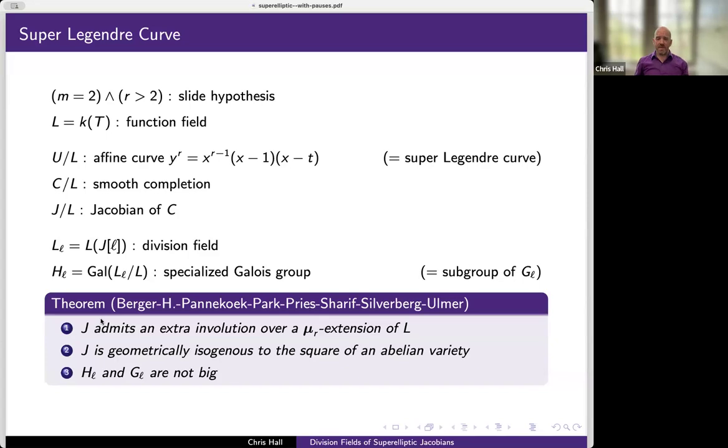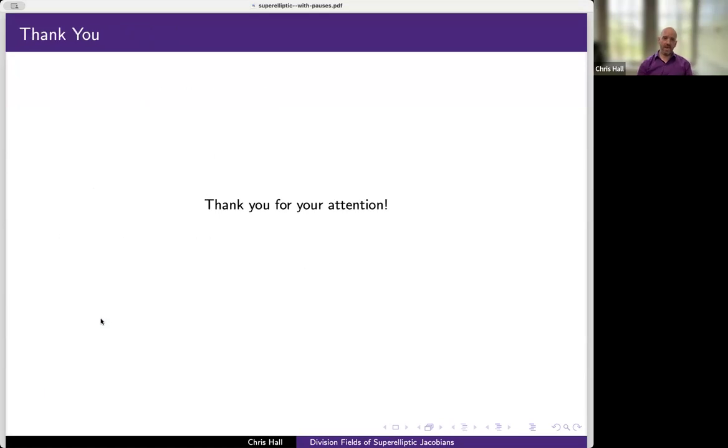So the upshot of this slide is that m bigger than or equal to 3 is very important. There really is something that goes wrong for m equals 2. And I believe it there. Thank you.